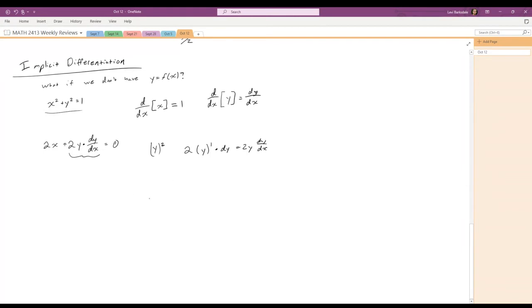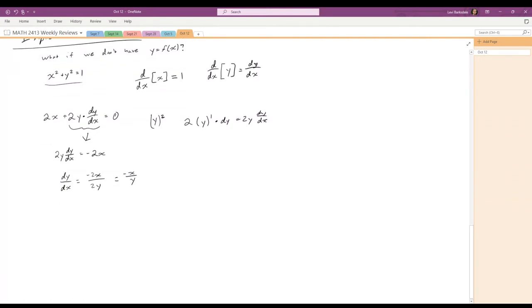All right. From here, we actually want to isolate dy over dx. So to do this, you move everything that does not have a dy dx attached to it to the other side, and then just divide both sides by everything except dy dx. So to cancel the 2y on this side, I just divide both sides by 2y. And this gives me negative x over y. That would be my derivative. Fun stuff, huh?